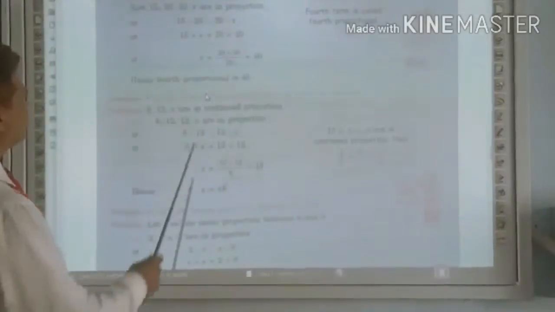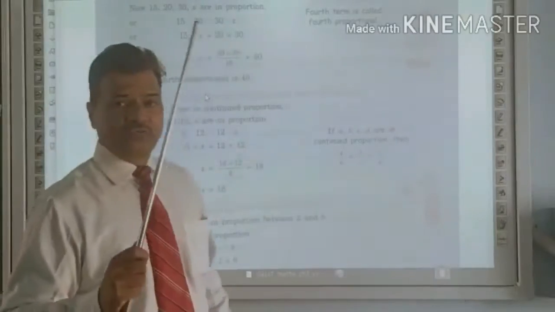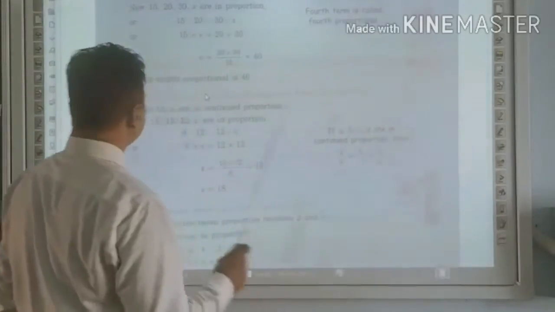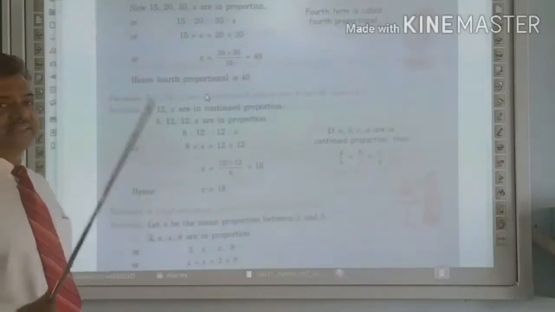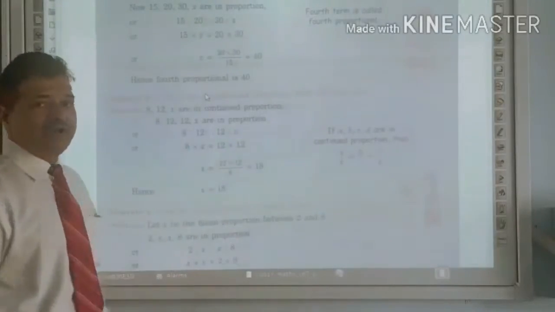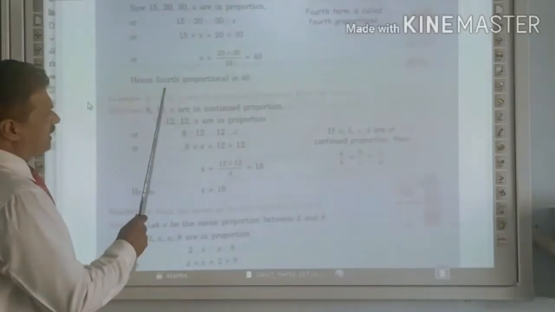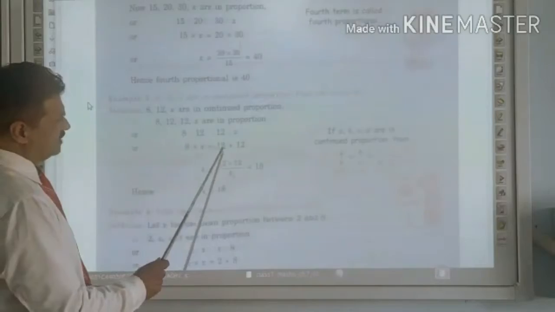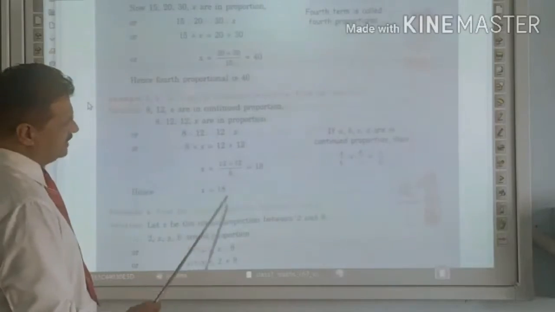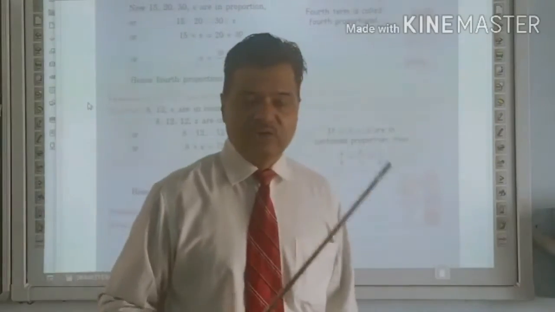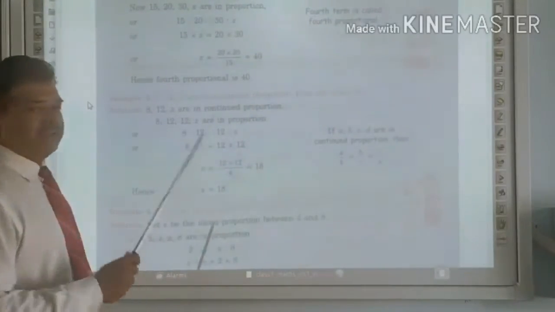Third example is 3, 8, 12, X are in continued proportion. Then find the value of X. Students, in this 8, 12, X, three quantities are in proportion. Then B square is equal to AC. Means 12 square is equal to 8x. 8x is equal to 12 square. X is equal to 12 into 12 upon 8. When we cut these, then we get 18. 18 is the value of X. Then we can say the third proportion is 18.